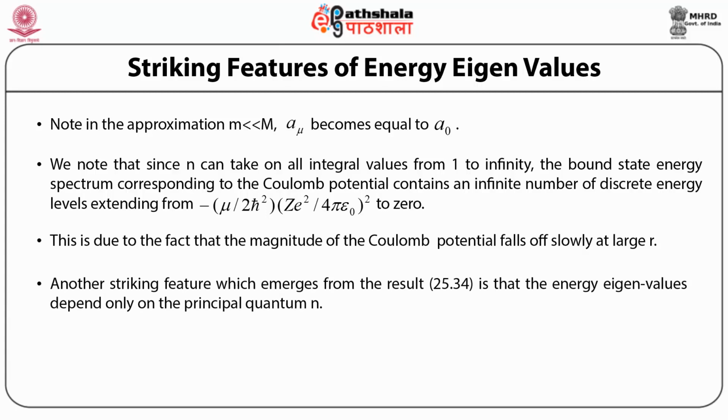This is due to the fact that the magnitude of the Coulomb potential falls off slowly at large r. Another striking feature which emerges from the result 25.34 is that the energy eigenvalues depend only on the principal quantum number n and are therefore degenerate with respect to the quantum numbers L and m.